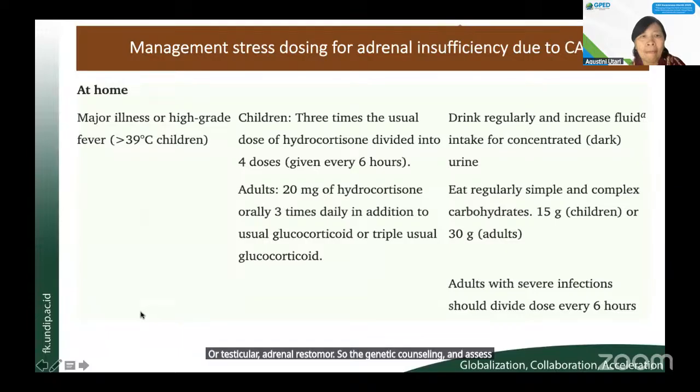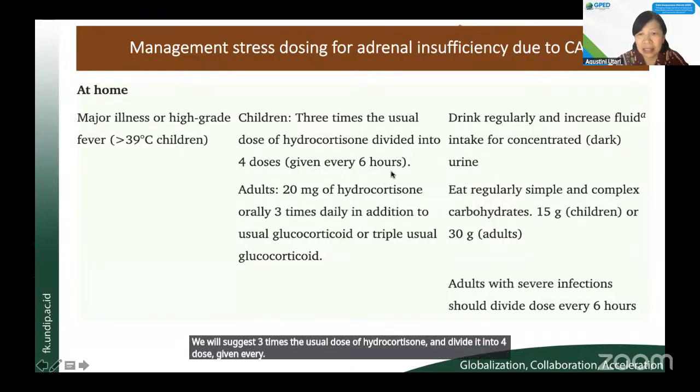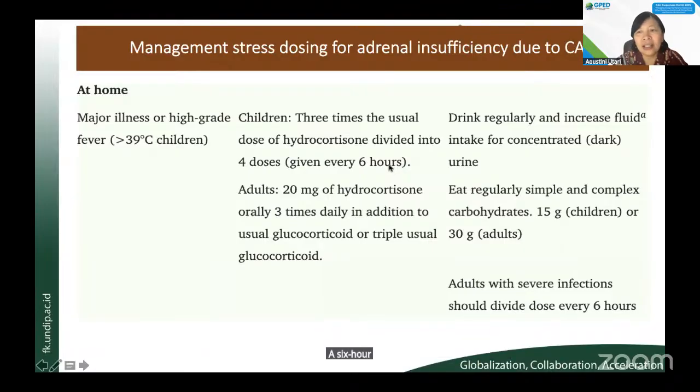also the genetic counseling and assessment. And the other important thing is the management of stress dose for adrenal insufficiency. So at home, if there is a major illness or high-grade fever of more than 39 degrees Celsius, we will suggest 3 times the usual dose of hydrocortisone, divided into 4 doses given every 6 hours. And drink regularly, increase fluid intake for concentrated urine, and also eat simple or complex carbohydrate.